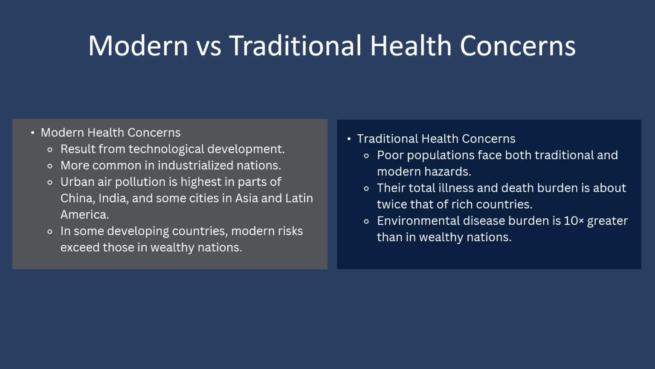Looking at modern hazards versus traditional hazards. Modern hazards like air pollution tend to arise with industrialization and fast urban growth. Traditional hazards such as unsafe water, poor sanitation, and indoor smoke still affect many low-income countries and communities. Some places experience both kinds of risks at the same time, which increases the overall disease burden.